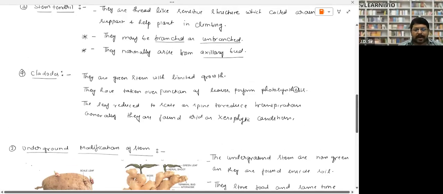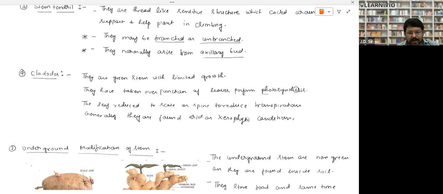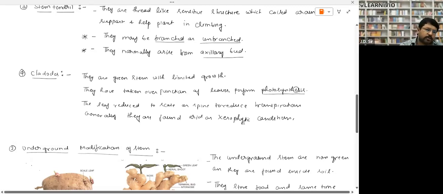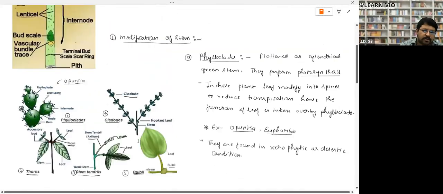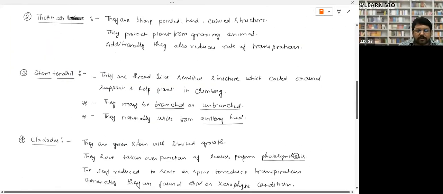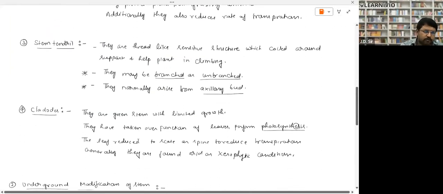So again, cladode and phylloclade both perform the function. They are stems, but they perform the function of photosynthesis, right?